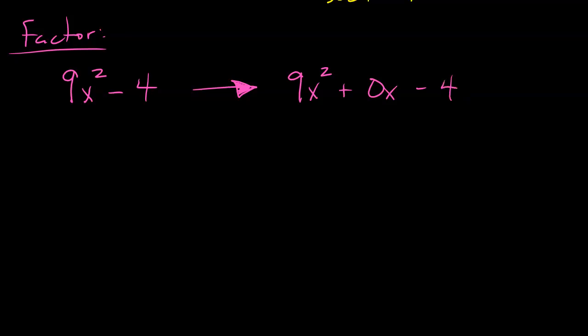Caleb, do you remember what to do when there's a number on the x squared? What did we do yesterday when there's a number on the x squared? Multiply the outer two numbers. Yes, perfect. So negative 36. And then I'm going to find the factors of negative 36, and I want to find the pair that adds up to be 0.